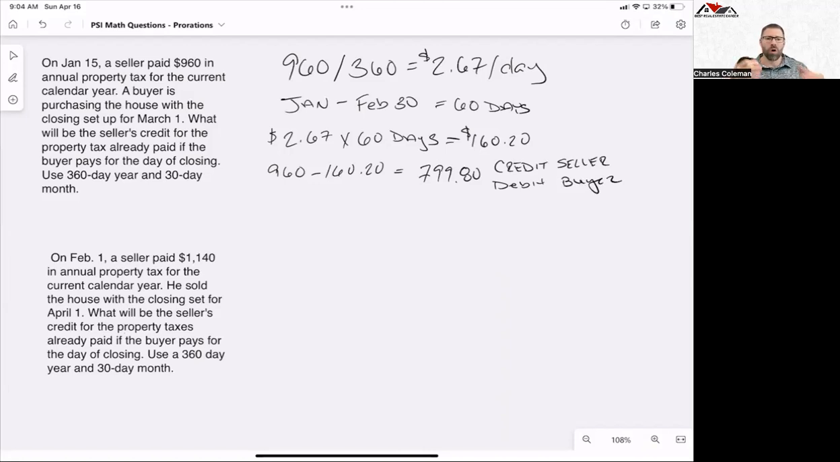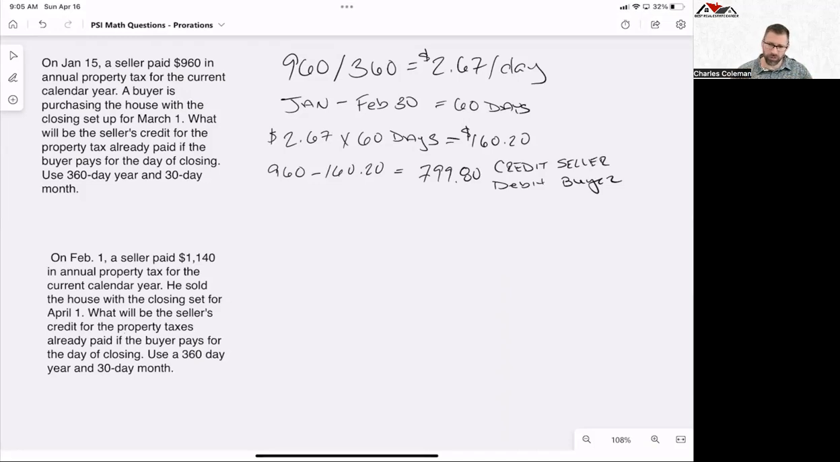Let's go through this. So on February 1st, a seller paid $1,140 in annual property taxes for the current calendar year. He sold the house with the closing set for April 1st. What will be the seller's credit for the property taxes already paid if the buyer pays for the day of closing? Use a 360-day calendar, 30-day month. Awesome. So we again are talking about prepaid taxes. The date on here, February 1st, it's just to throw you off. Don't worry about that. What we're seeing is 360-day calendar again, 30-day months, and April 1st is the day of closing, and the buyer owns the day of closing.